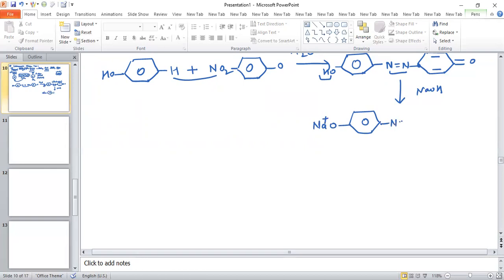So it will be like this: N double bond N, N double bond N, and this double bonded atom, and this is oxygen. After this, the color will be blue. So the blue color is due to this compound, and this is a soluble compound.